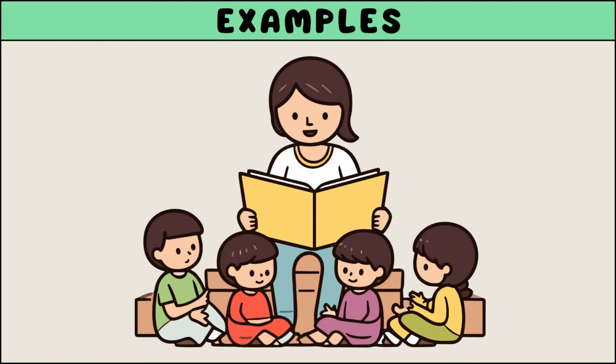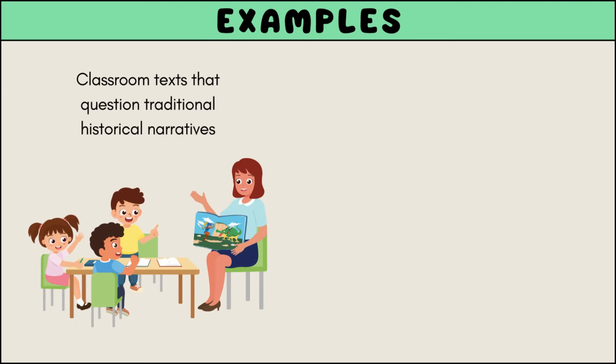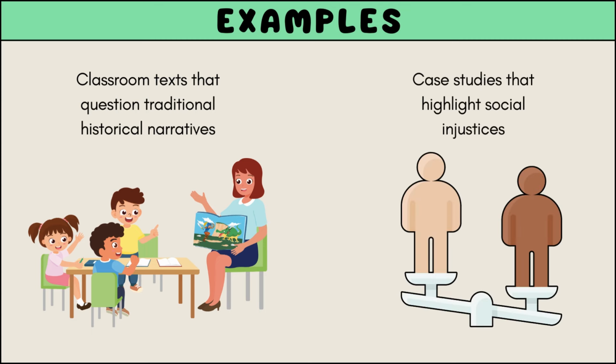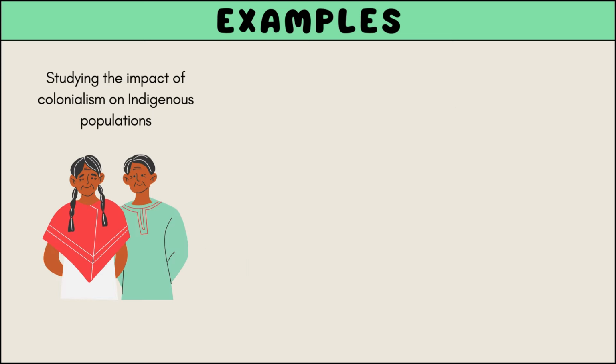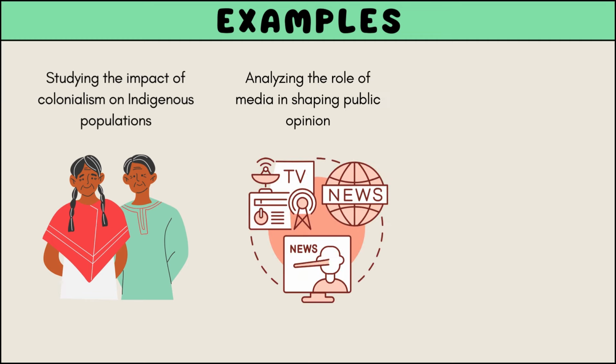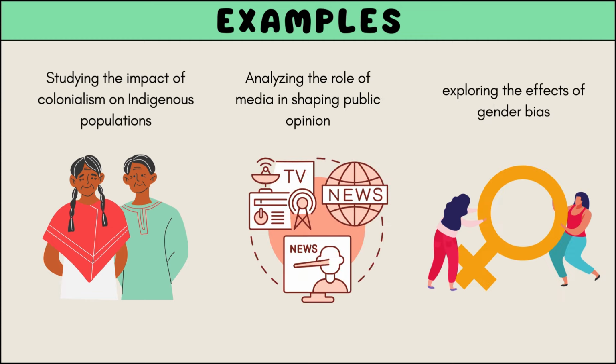Let's look at some examples of critical pedagogy in the classroom. Often it involves educators using classroom texts that question traditional historical narratives or introduce case studies that highlight social injustices. In classrooms, this might look like students discussing the impact of colonialism on indigenous populations, analyzing the role of media in shaping public opinion, or exploring the effects of gender bias in science and technology fields.